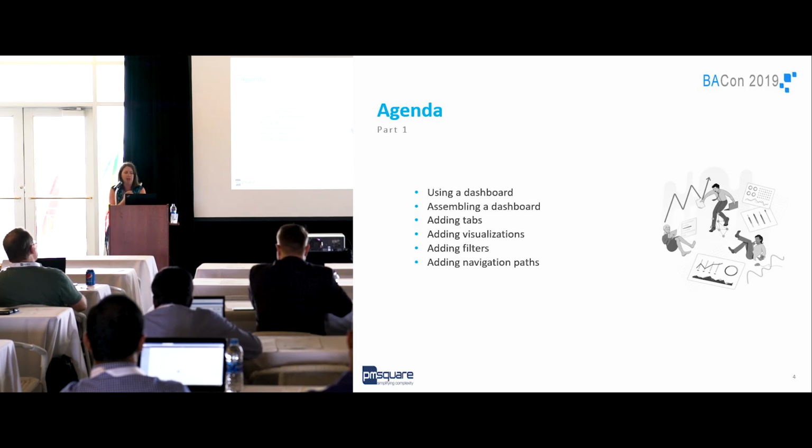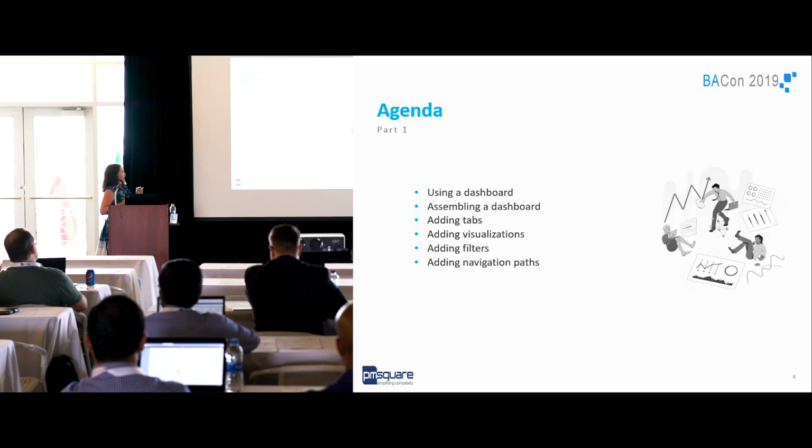So we're going to take a look in this section first at just kind of how we approach the tool. So we'll take a look at using a dashboard. We'll take a look at assembling, like putting together our own dashboard. We'll take a look at, very quickly, adding tabs. Click a button, all done. We'll look at different visualizations and what you can change from there. We'll take a look at filters and how we can add them to our reports. And then we'll take a look at putting in navigation paths.